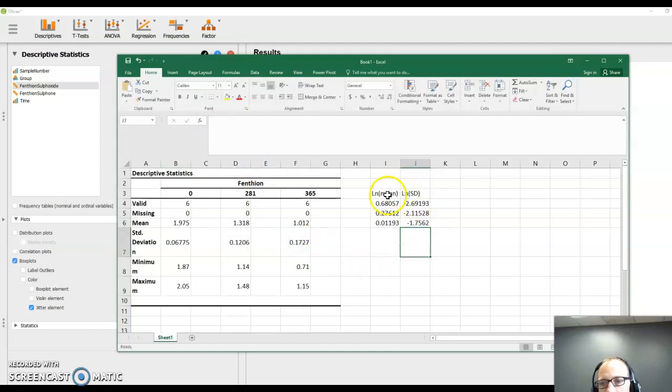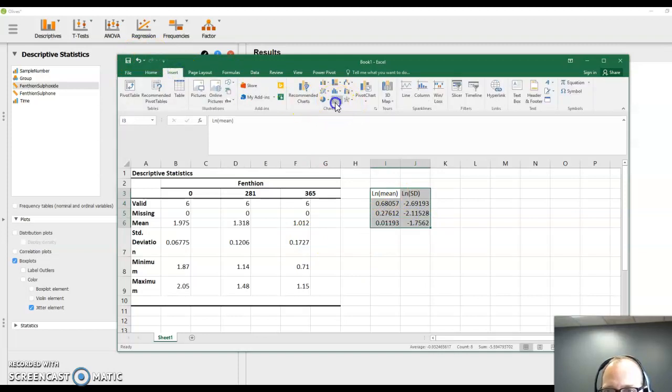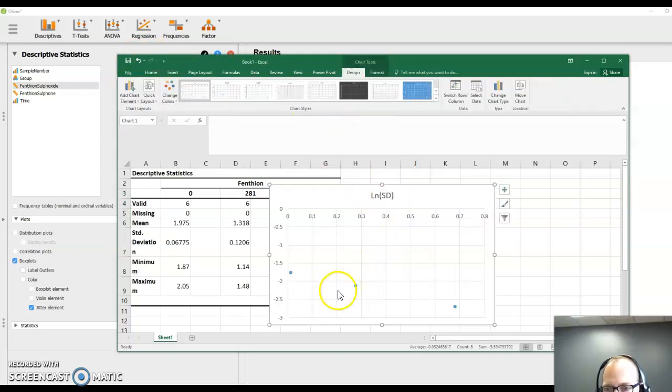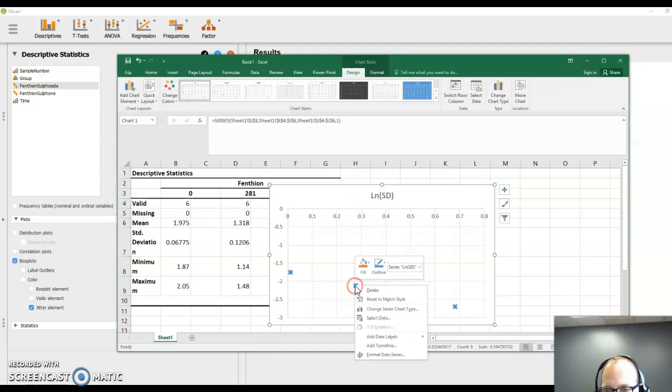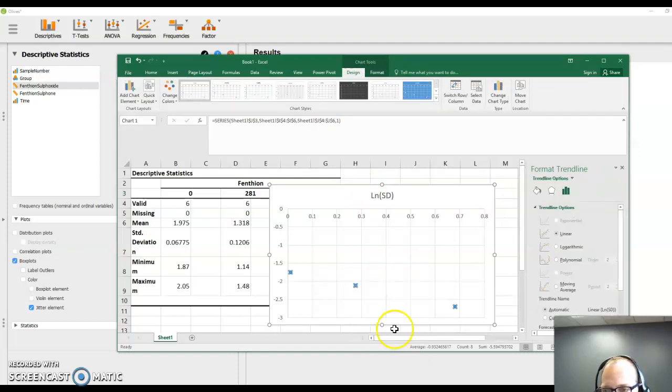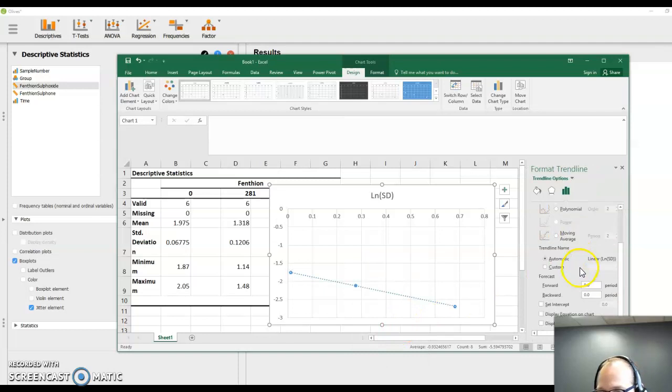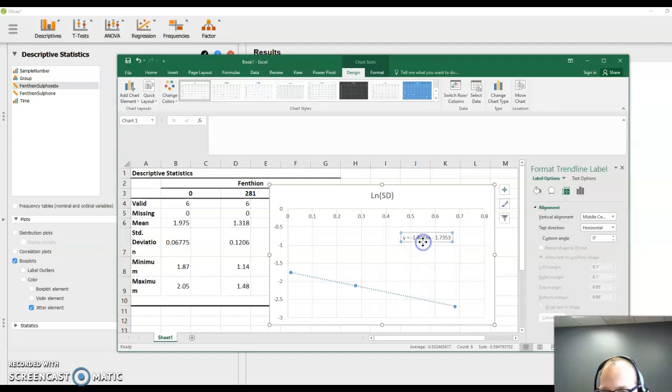Okay, and now we have data points, essentially XY data points, where we're going to insert a scatter plot, and then we're going to add a linear trend line, but we do want to display the equation on the chart because what we really want to know is the slope of this. So it does follow a straight line, which is suggesting that a transformation might be a good idea here.